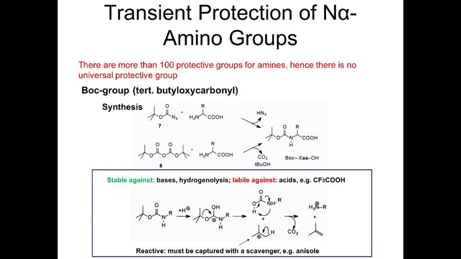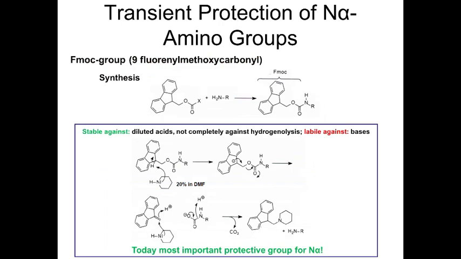The tert-butyl cation is a reactive species. It is usually scavenged during the process by the addition, for example, of anisole, which is an electron-rich aromatic compound, and the tert-butyl cation usually undergoes electrophilic substitution with this aromatic compound, and therewith is removed from the reaction mixture and cannot react with the peptide chain.